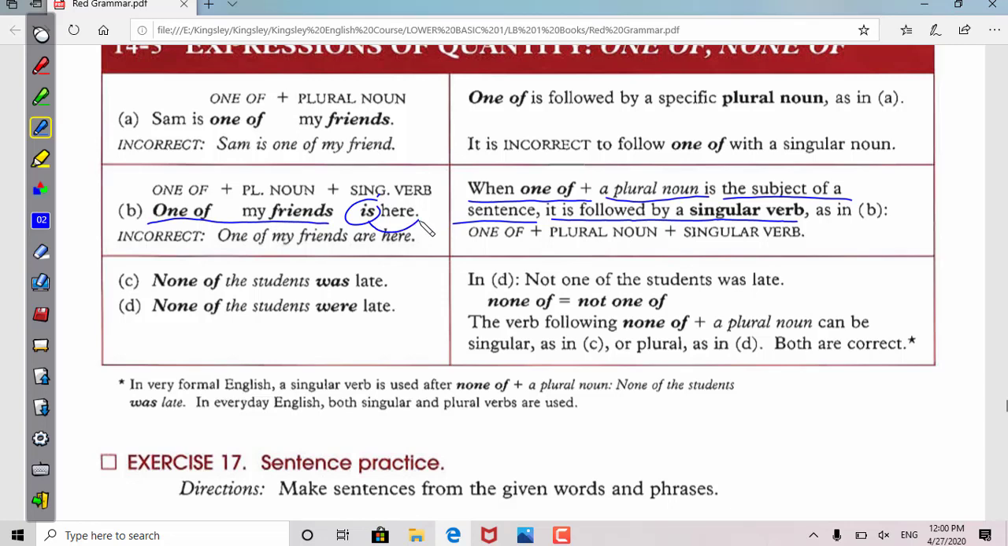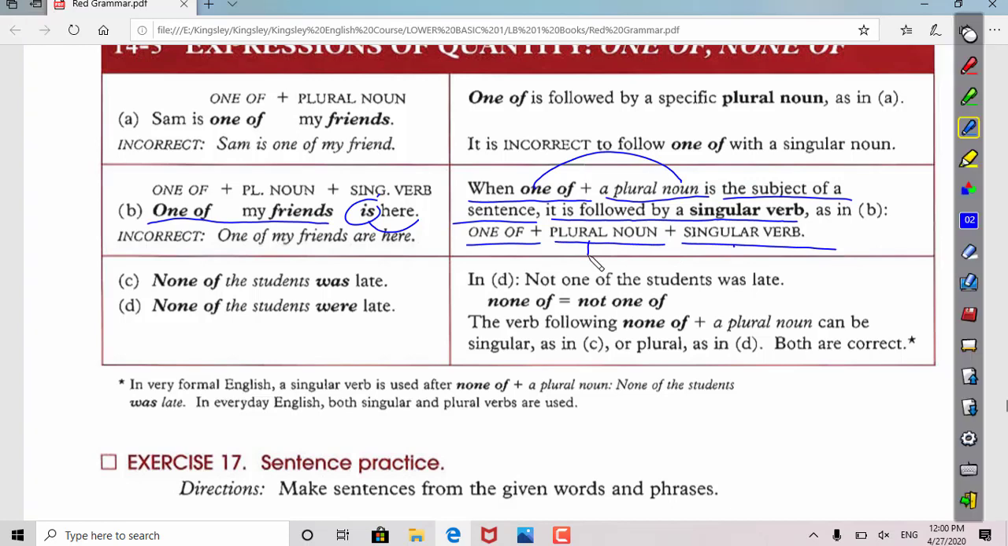Because one of plus a plural noun just relates to one of. So the formulation will be one of plus plural noun plus singular verb. Jadi ini bukan plural verb, kamu tidak boleh pakai are walaupun di sininya plural. You only focus on one of. Understand? Okay.